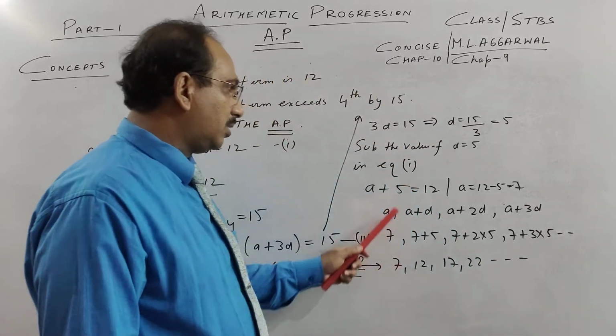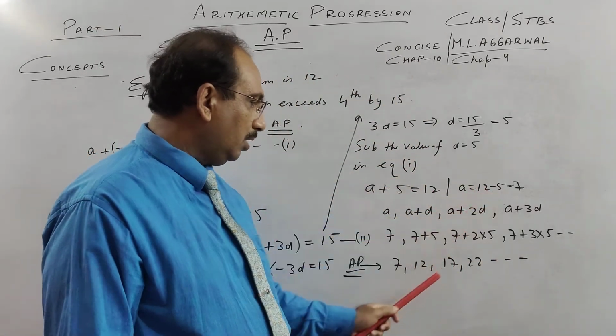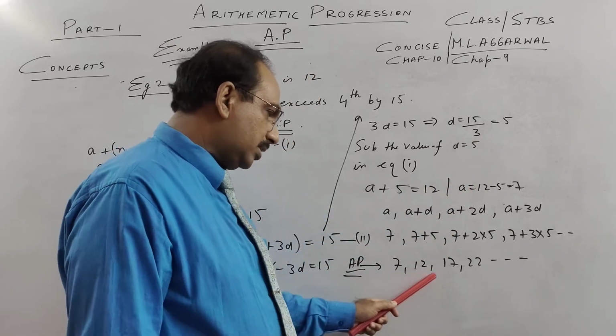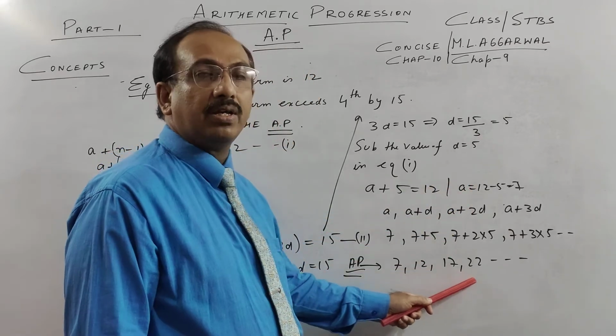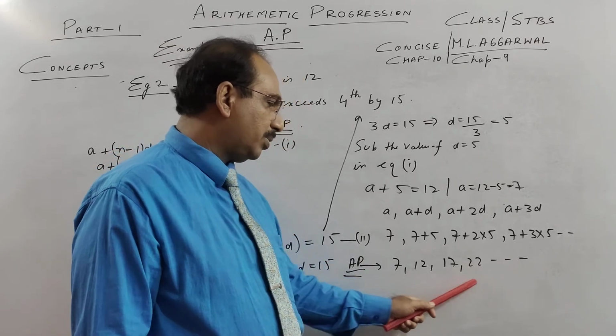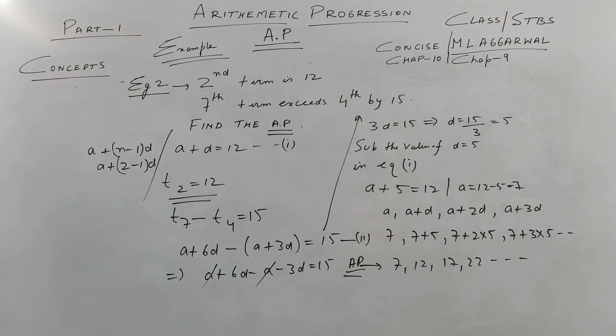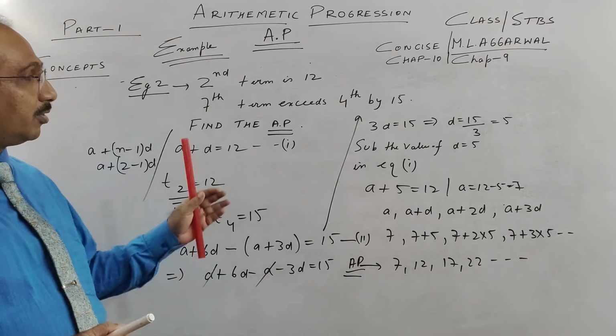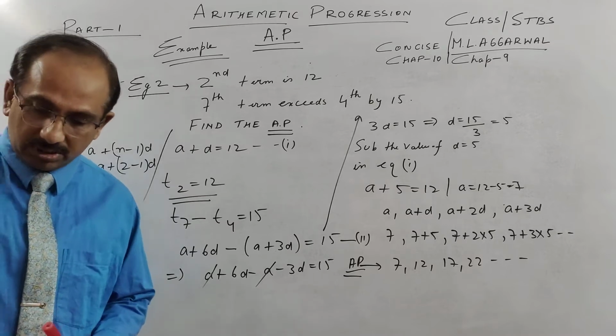So you will see the first term is 7, children, and the difference between each term and its successor or predecessor is 5. So this is an increasing AP with plus 5. Please pause the video and copy, then I'll show you 2 questions from ICSE before I wind up this session.